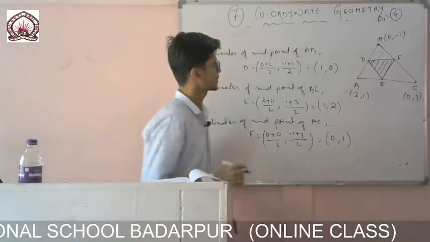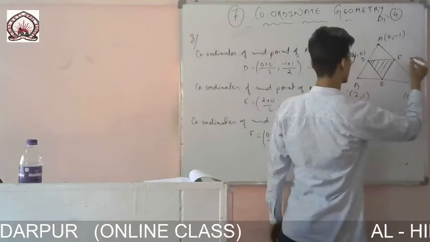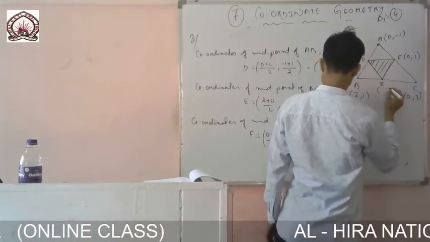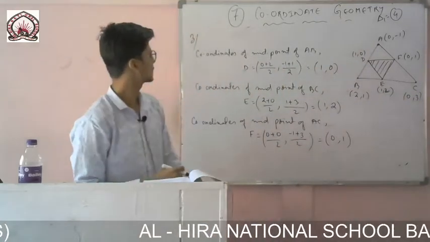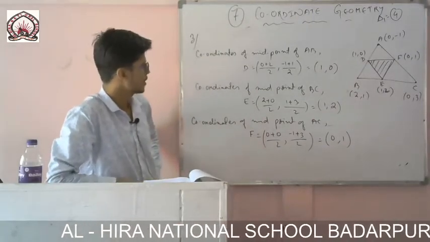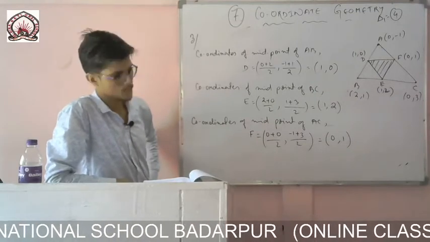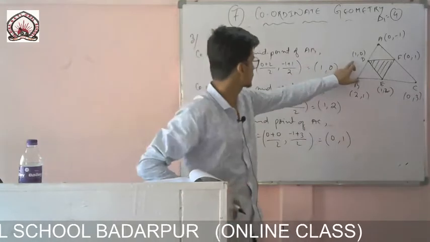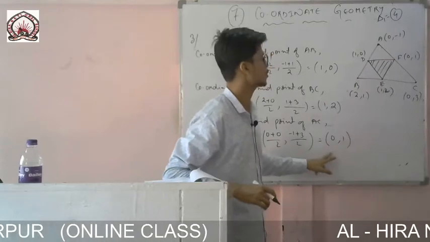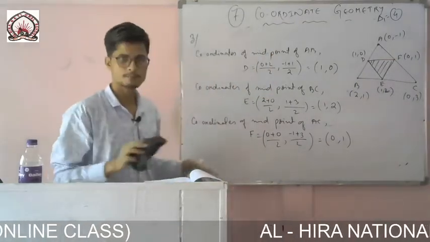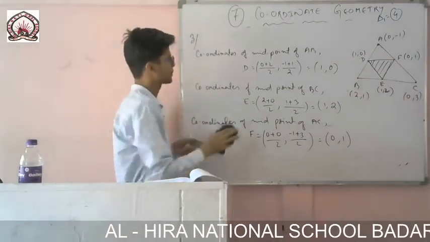For D it is 1 comma 0, for E it is 1 comma 2, and for F it is 0 comma 1. So D came 1 comma 0, then E came 1 comma 2, then F came 0 comma 1. Now I am erasing this part. I have to find the area of this small triangle, then I have to find the ratio.